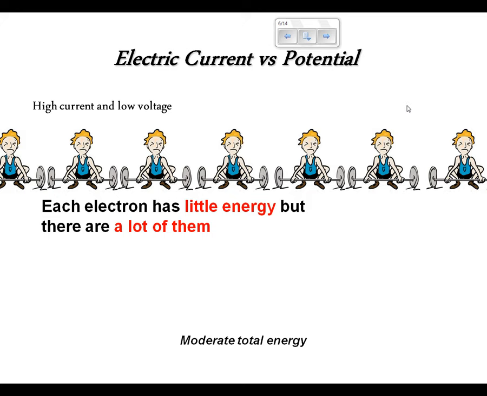Just a warning, on the test, there'll be one of those 4 pictures, and I will get you to ask me, what does this describe? So you might want to highlight or put a star beside this page. I guarantee you, you're going to see those pictures again. Exactly the same ones. Moderate total energy. Each one has little, but there's lots of them. Does that make sense? Am I speaking English? Yeah, makes sense? Okay.